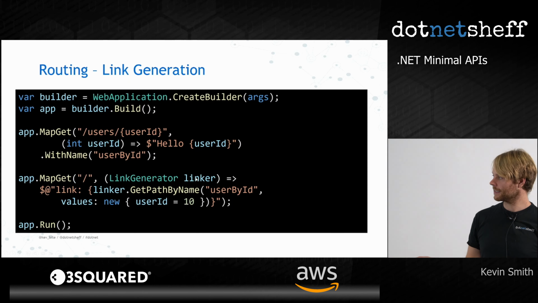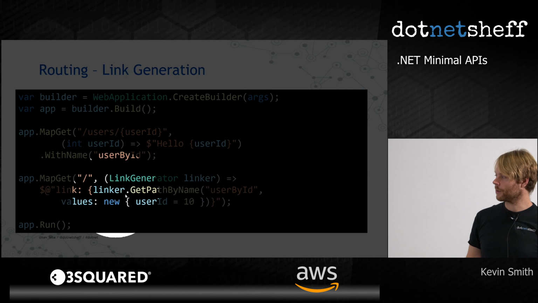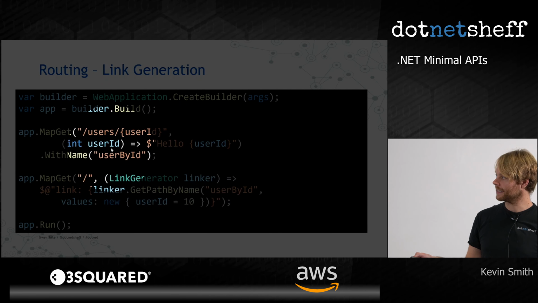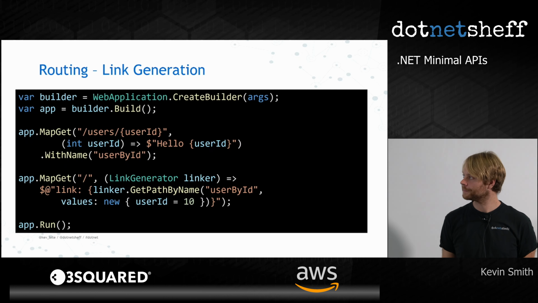And these are just strings. And then you can pass in the values that are required for that endpoint. So this one requires a user ID. So pass in the user ID to it, and then it'll actually generate a URL to that path. So you're not hard coding paths in your application, you can just generate them at runtime.